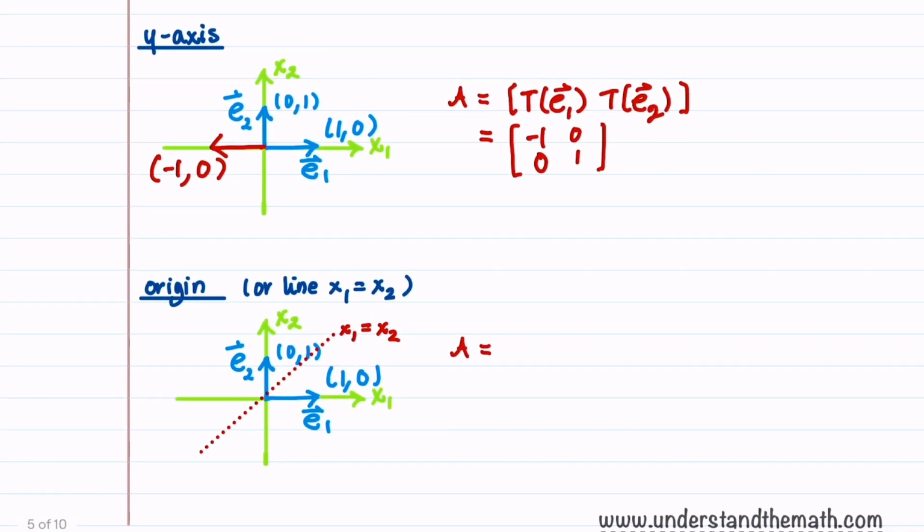To find the linear transformation for a reflection about the line x1 = x2, we're going to reflect e1 and e2 about this line. What's going to happen is they're going to swap places. e1 is going to go to e2, and likewise e2 is going to go to e1. So our matrix A is going to look like this: T(e1), which is now [0, 1], and then T(e2), which is [1, 0].